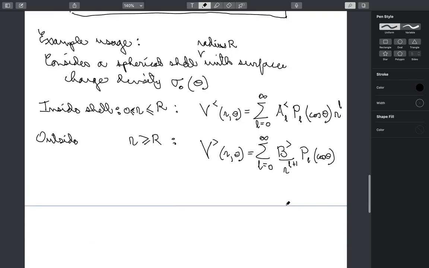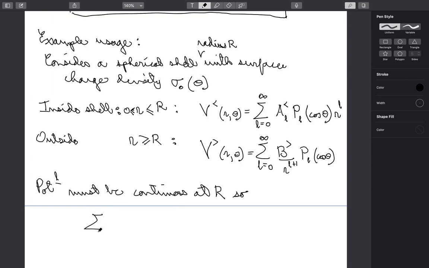What do we have? Well, we've got a bunch of constants here, so we need to fix them. How do we fix them? Well, we need to look at our boundary conditions. First of all, the potential has to be continuous. So it must be continuous at R.